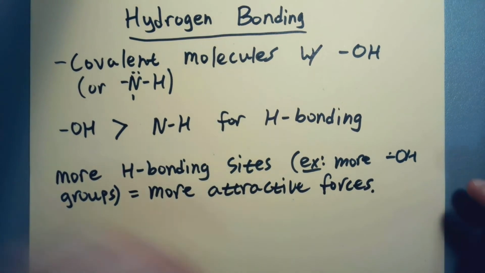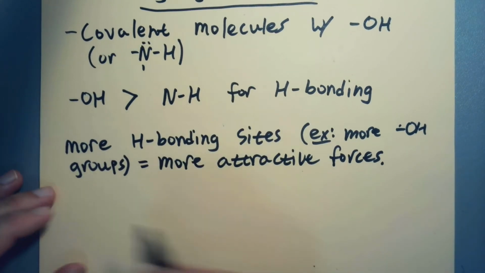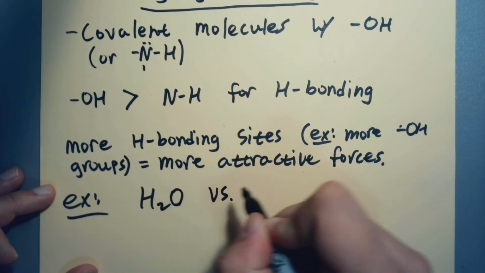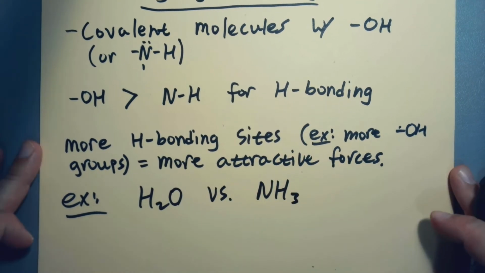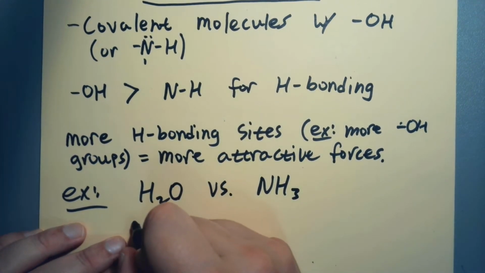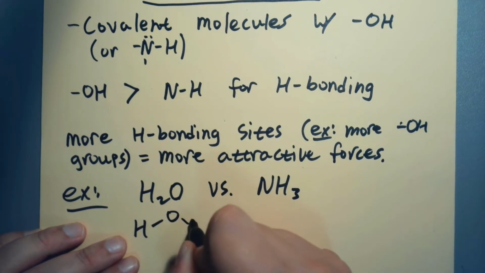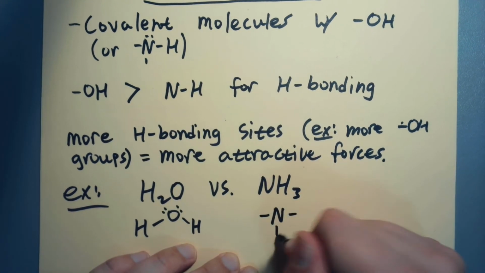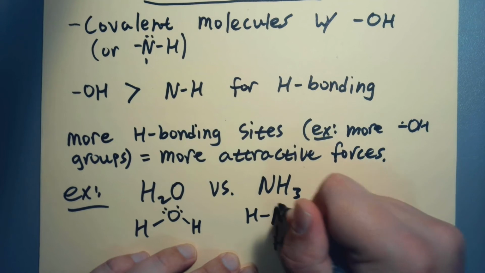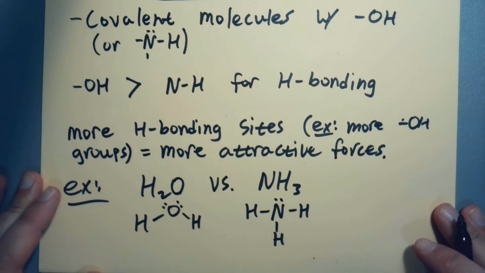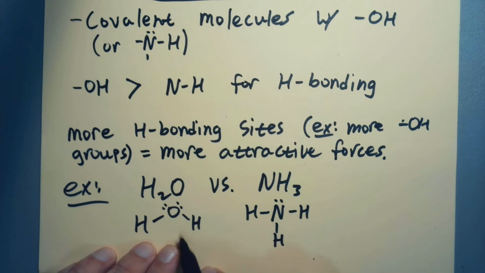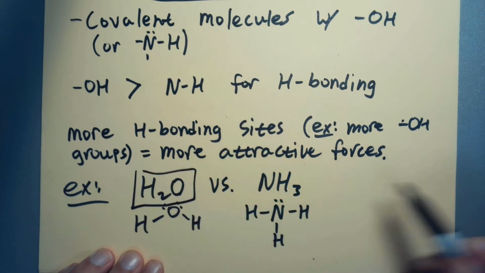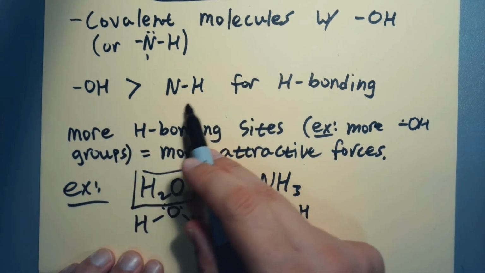Okay. So, let's do an example here. Let's go water versus ammonia. So what's our Lewis structure for water look like? Has that weird bent shape, remember? What's ammonia look like? Well, nitrogen is going to make 3 bonds, all the hydrogen is going to make 1, and there's a lone pair. So, this has OH groups, this has NH groups. Therefore, H2O wins, because OH is stronger than NH.